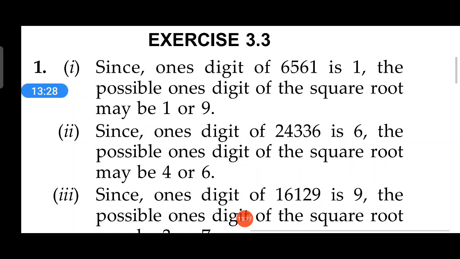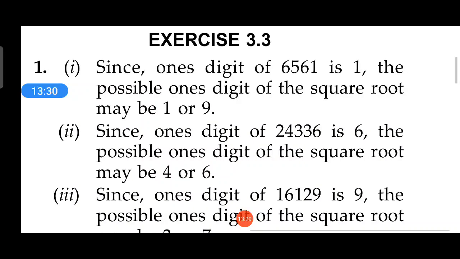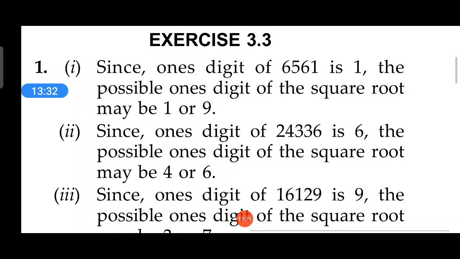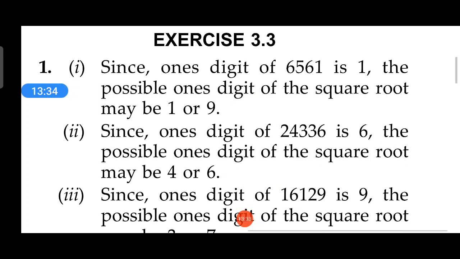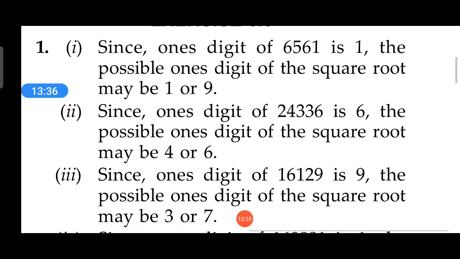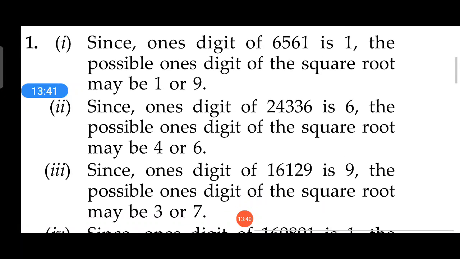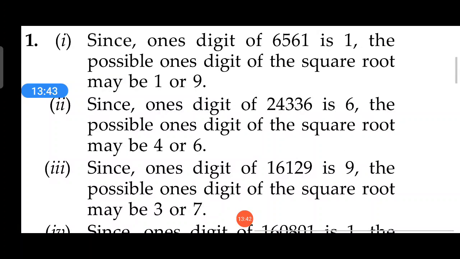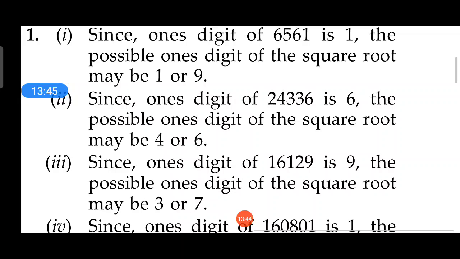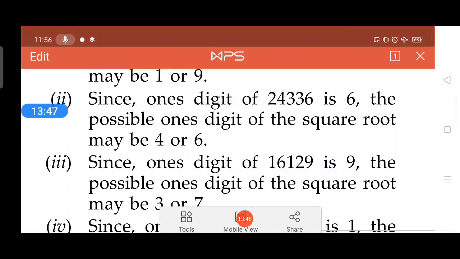So ones digit is 1. So the possible ones digit of the square root may be 1 or 9. Then second, 24,336. So ones digit is 6. So the possible digit of the square root may be 4 or 6.